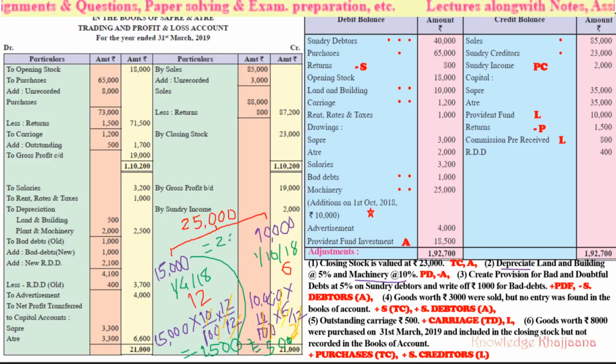Rupees 2,000. So depreciation on land and building rupees 500.